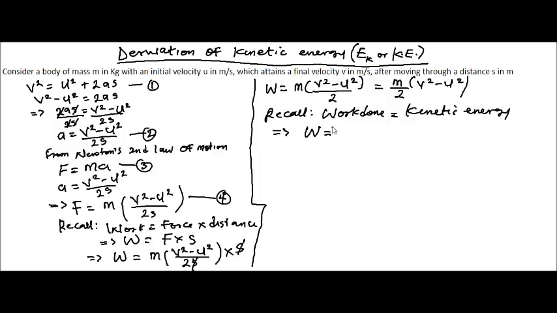So we can therefore say that W is equal to E subscript K. E subscript K actually represents kinetic energy, which is equal to m over 2 into bracket v square minus u square. Don't forget v is the final velocity while u is the initial velocity.